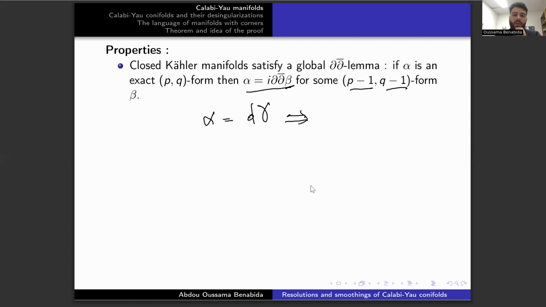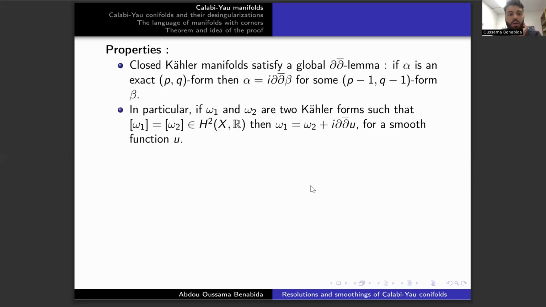This is satisfied locally in complex manifolds, but we have this globally on Kähler manifolds. So in particular, if we have two Kähler forms, omega 1 and omega 2, which are in the same cohomology class, so that the difference is an exact (1,1) form, then omega 1 is equal to omega 2 plus i del del-bar of a (0,0) form, which is just a smooth function. This is important for doing analysis because we can work just with functions here.